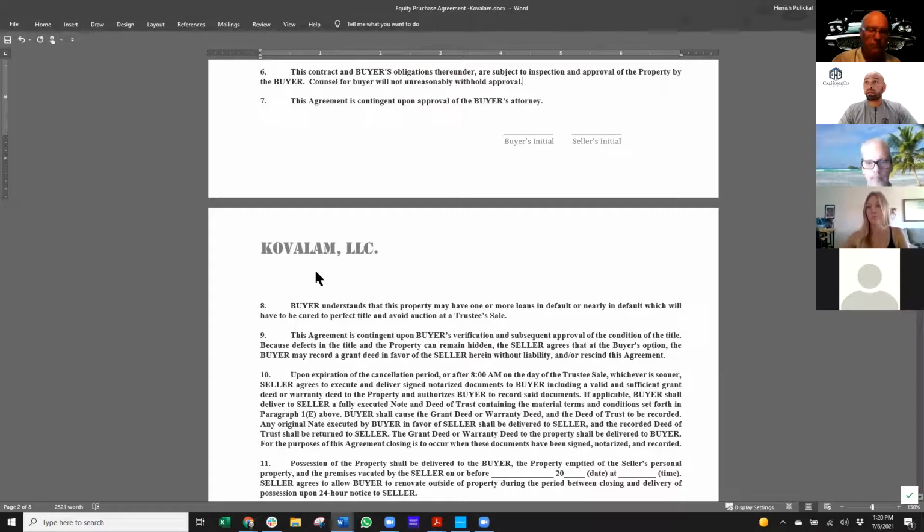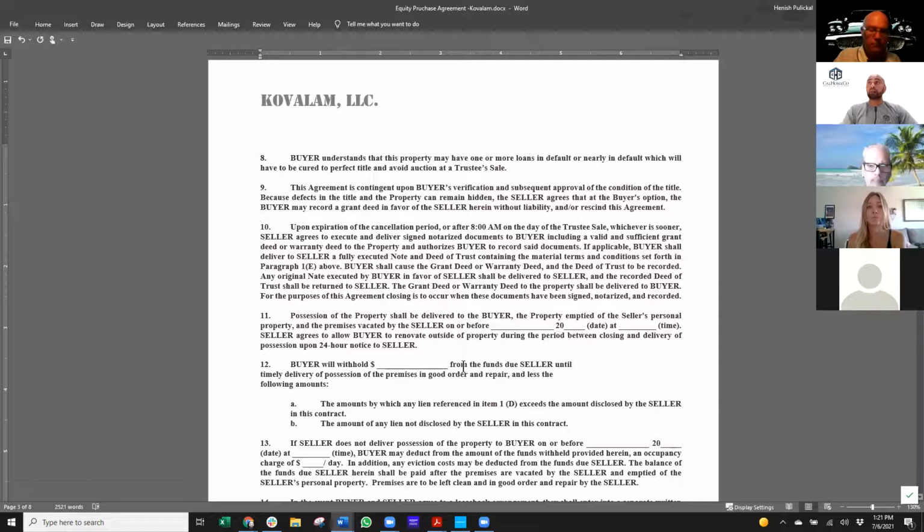Buyer understands that this property may have one or more loans in default or nearly in default, which will have to be cured to perfect title and avoid auction at trustee's sale. Right? That's one of the key reasons for doing this contract or doing the deal, because we're trying to avoid auction or foreclosure at a trustee sale. This agreement is contingent upon buyer's verification and subsequent approval of the condition of the title. Because defects in the title and the property can remain hidden, the seller agrees that at the buyer's option, the buyer may record a grant deed in favor of the seller, herein without liability, and or rescind this agreement.